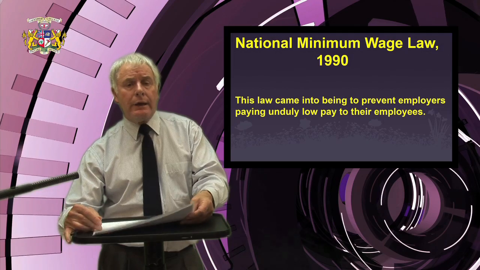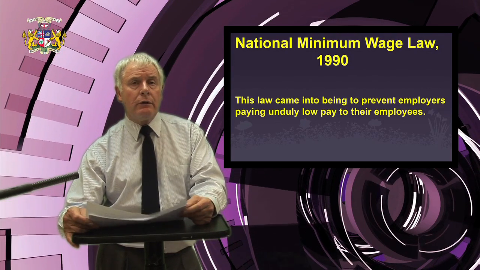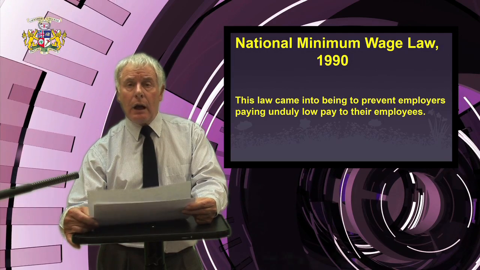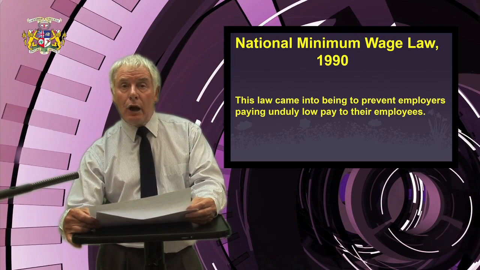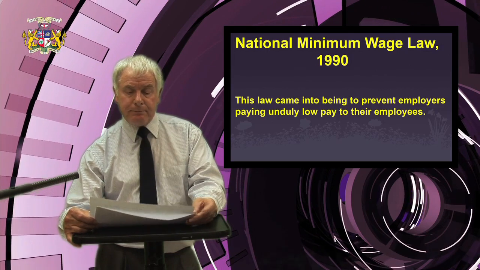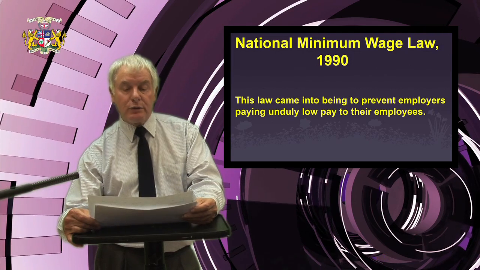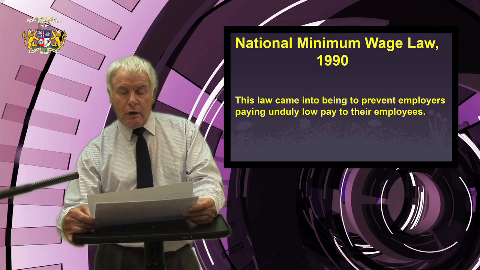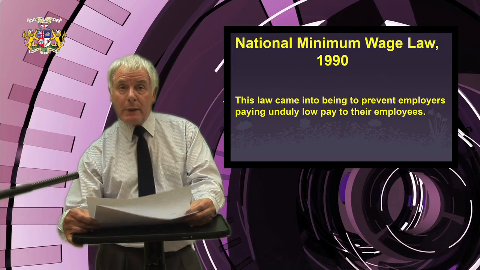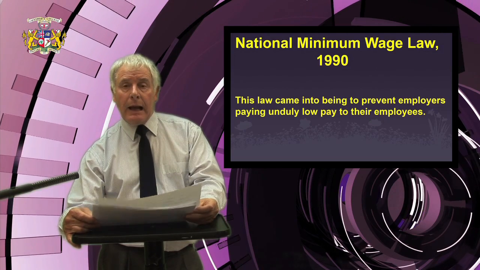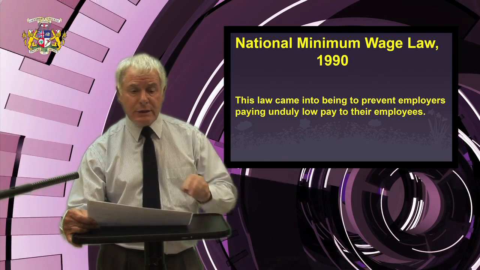There is also a national minimum wage law, began in 1999, so within the UK, that came in by the Labour government. It came into being to prevent employers paying unduly low rates of pay to their employees. It does also help to create what's called a level playing field for employers when they are recruiting staff. The rates of pay will depend upon the person's age group, the type of work that they're expected to do for the organisation, and these rates of pay are normally calculated on an hourly rate basis.